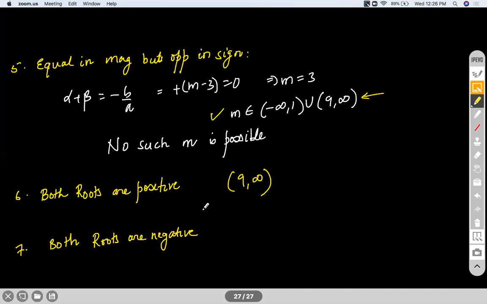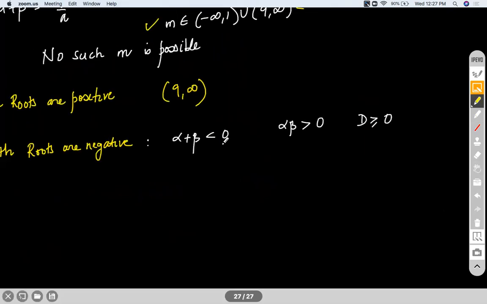What did you do for making it both negative? And both are positive in 9 to infinity. So that interval is gone, and now we have the thing only from minus infinity to 1. Can I say both negative is possible only when the sum is negative and the product is positive? Yes, sir. Along with the fact that the discriminant must be greater than or equal to zero, because it can have equal roots also, like minus 2, minus 2.